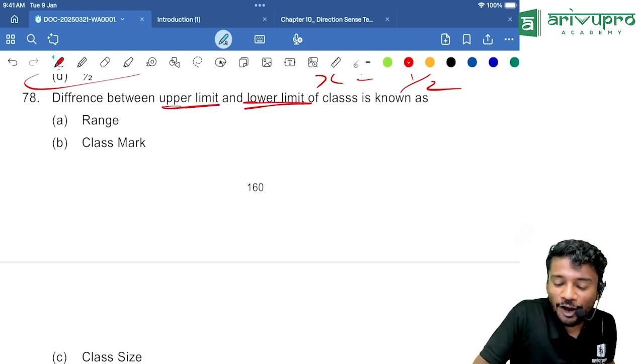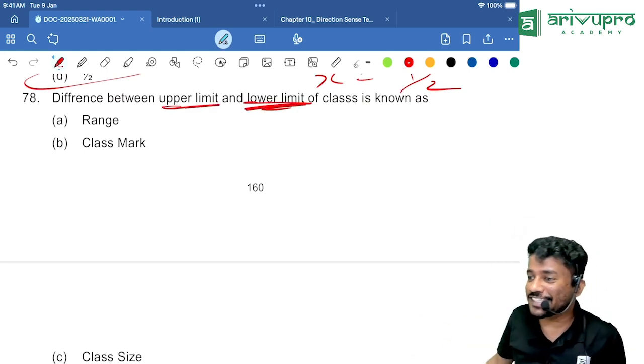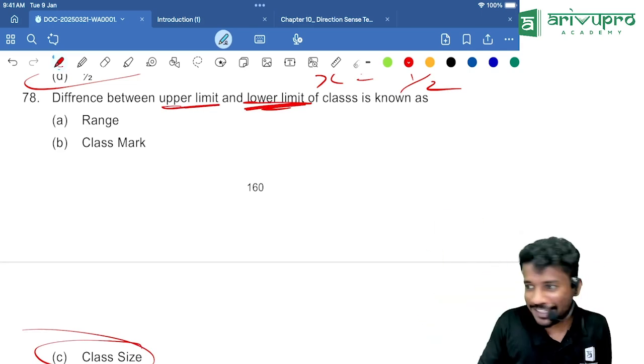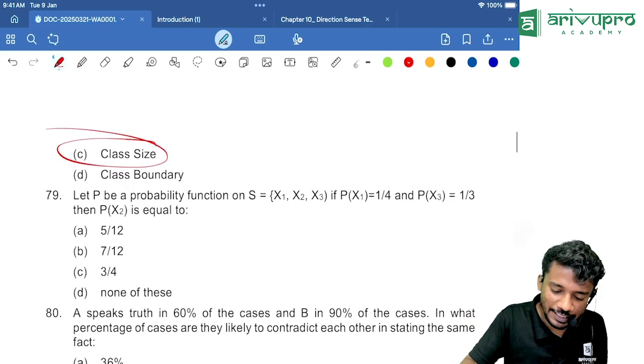Upper limit and lower limit, not the highest and the lowest. Class size. Class mark is what? The middle value. Yes. Class size or class length.